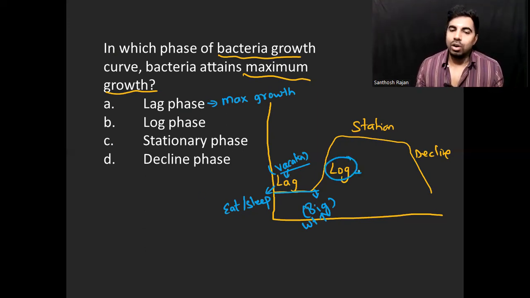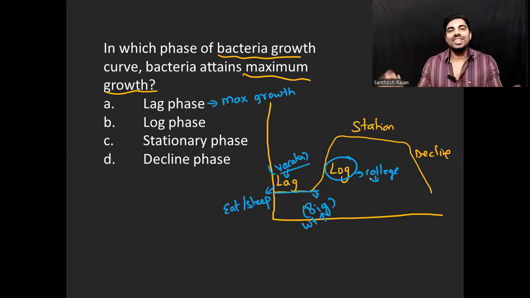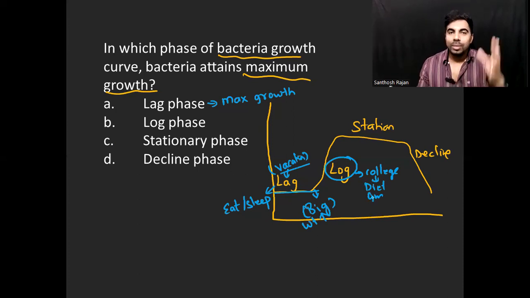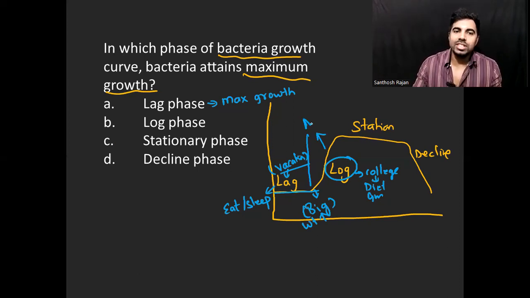Log phase, what happened? Already the college phase. Log is active. You're in college. What will you do in college? Now you want to impress the boys and girls or whoever. So what do you do? You go on a diet, you do gymming, you do all those things. Diet, gym, etc. And then what? Your size decreases. But what happened? Your cells are multiplying, your cells are dividing. Log is basically active. Your cells are dividing, so your size will decrease, but you're active and you're multiplying.